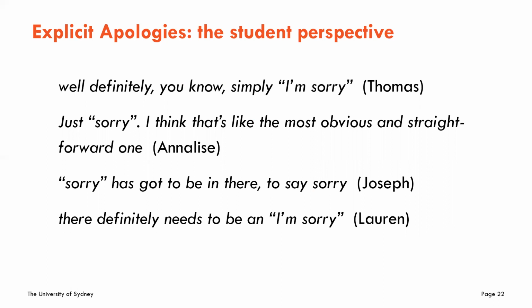So we have, well, definitely, simply I'm sorry, just sorry. I think that's the most obvious and straightforward one. Sorry has got to be in there to say sorry. There definitely needs to be an I'm sorry. So not only has sorry been explicitly noted by each of these participants, but there's also quite high modality being used here. So definitely needs to be, got to be. And Annalise says that it's the most obvious and straightforward one. So definitely sorry arising as the apology phrase, the IFID, which these learners are thinking of first and foremost.